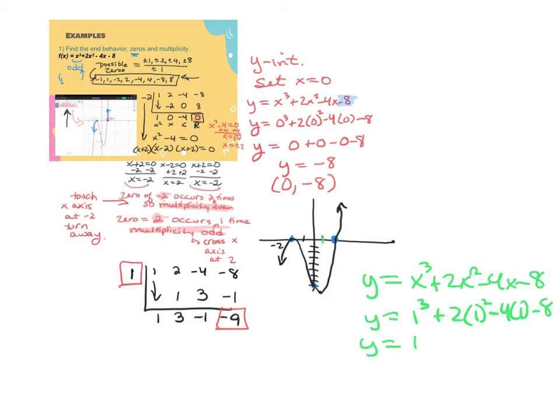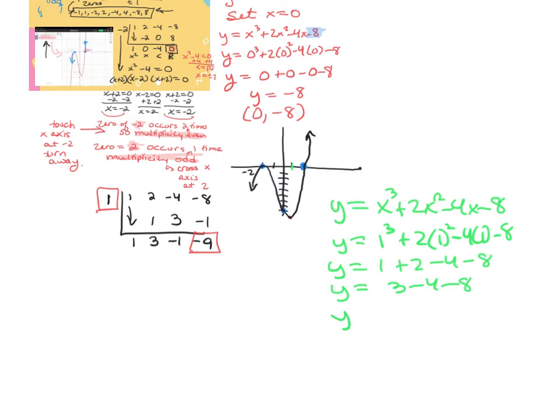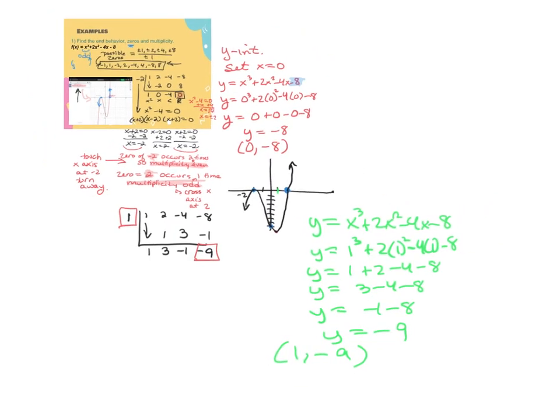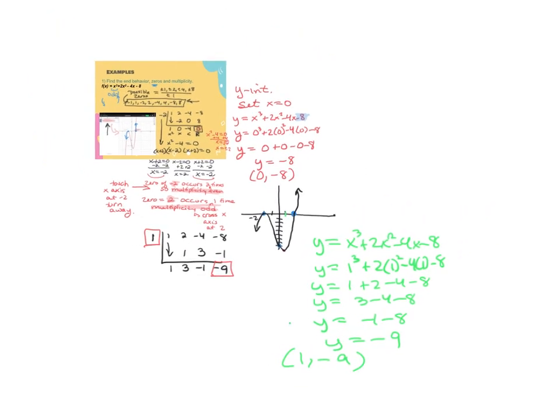And then I would get 1 plus 2 minus 4 minus 8, 3 minus 4 minus 8, negative 1 minus 8, and I still get the same answer by plugging 1 into the equation. You can do it either way, but you need to show me the work. So you see how the synthetic seems like it's definitely a little bit simpler.